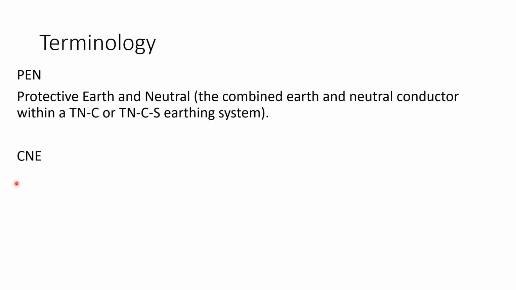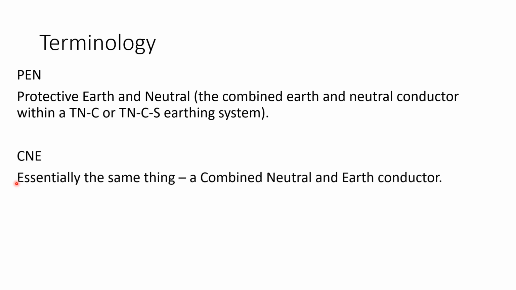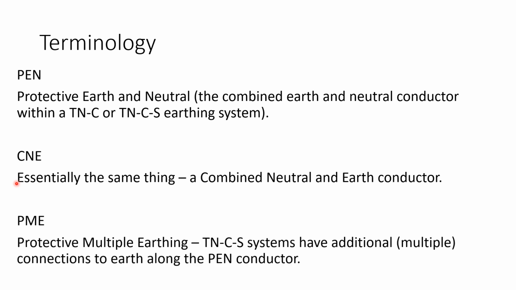CNE may be a term that you hear occasionally. CNE means a combined neutral and earth conductor. It's essentially the same thing as a PEN. And the other term that comes up occasionally is PME. It's where you have additional or multiple connections to earth on a TNCS earthing system. PME stands for protective multiple earthing. Multiple because the neutral and earth connection is made at multiple points along that system.